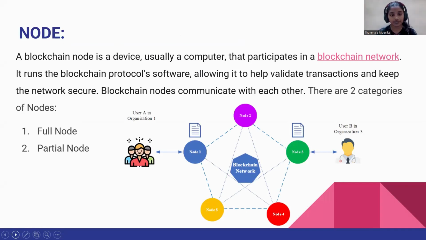There are two types of nodes: full node and partial node. A full node maintains the whole copy of the transaction. It has the capacity to validate, accept, or reject a transaction, whereas a partial node has only a limited amount of information, like the hash values, and the whole transaction is accessed using this hash value only.